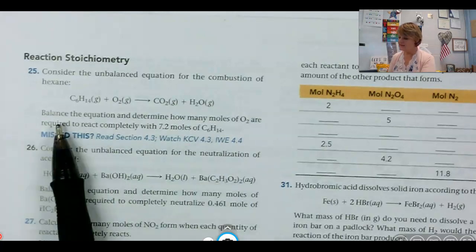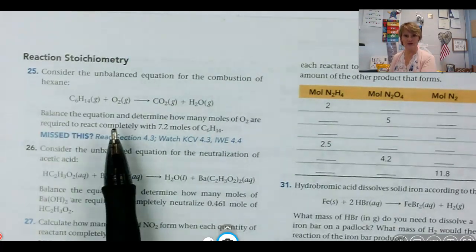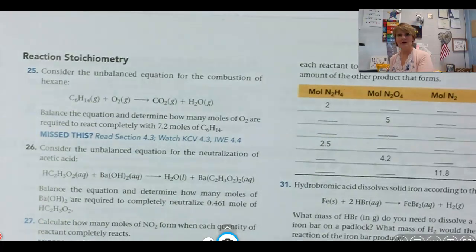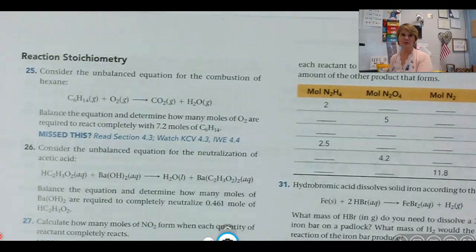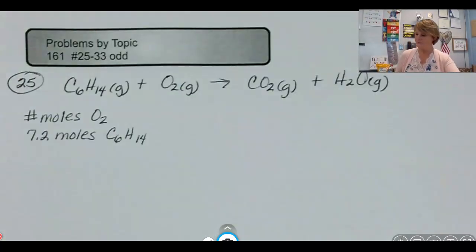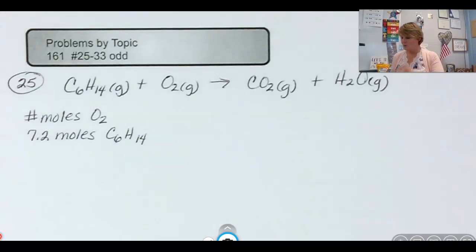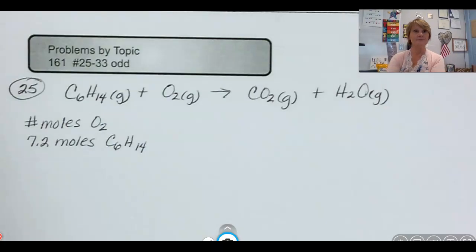Okay. Now this one was nice enough. It did say balance the equation. So if that's not told to you, you do need to remember on your own, the first step is always to make sure you have a balanced chemical equation. So we'll pause the video. I want you to go ahead and balance it and see if we agree.